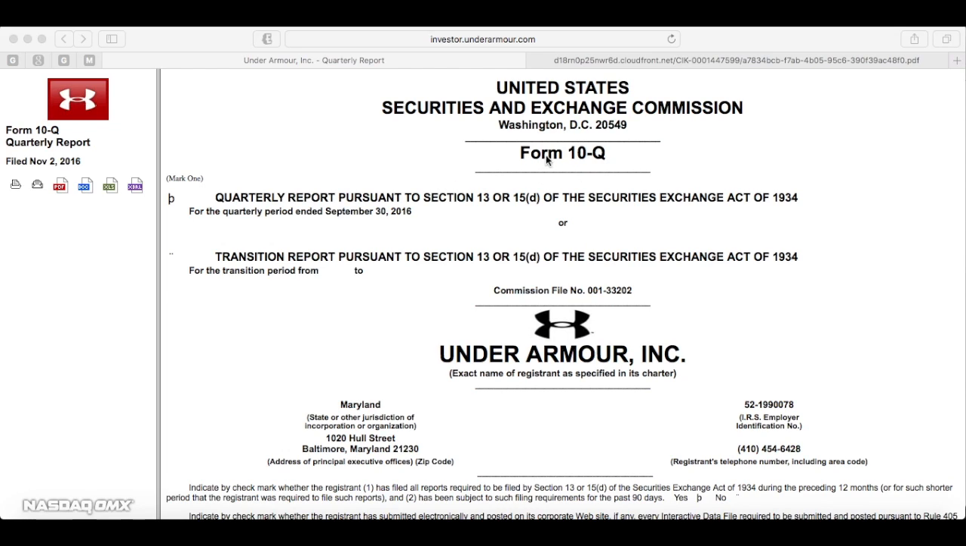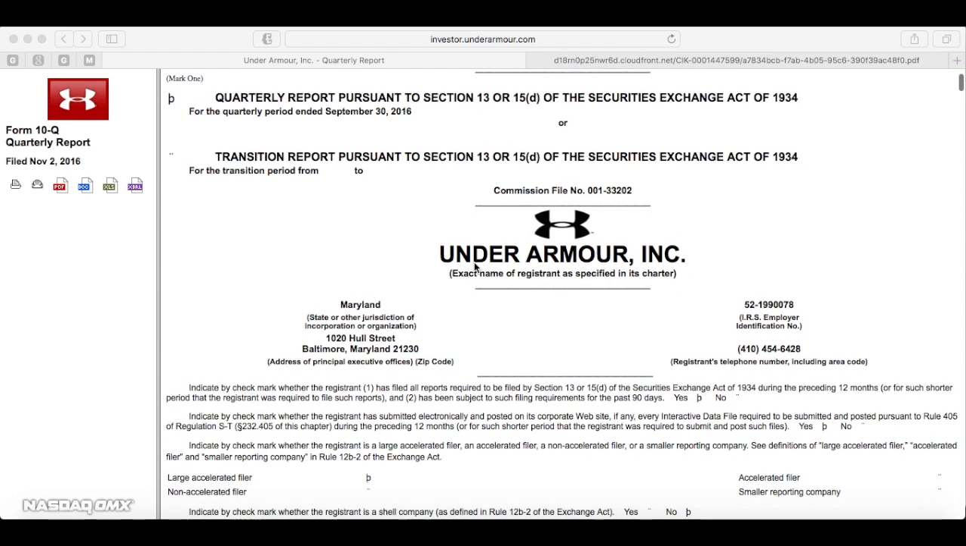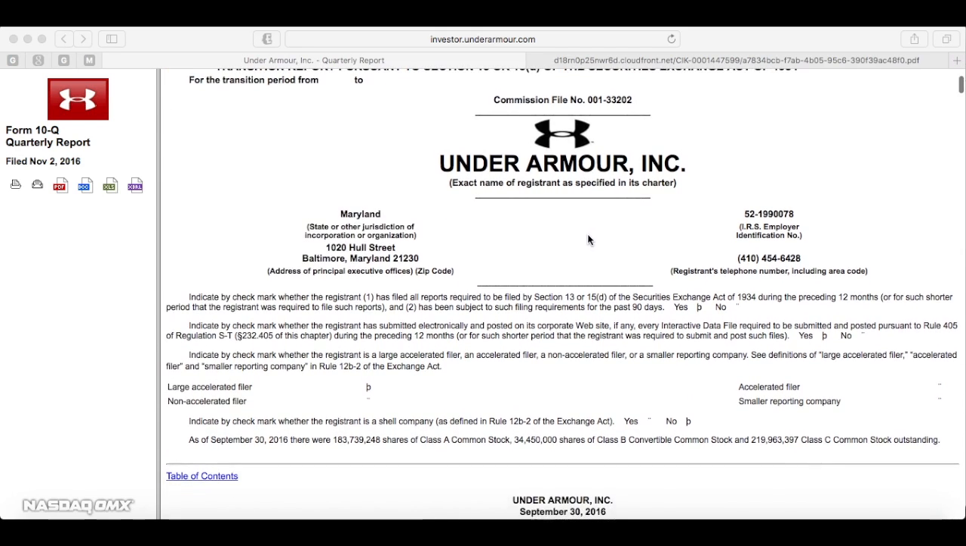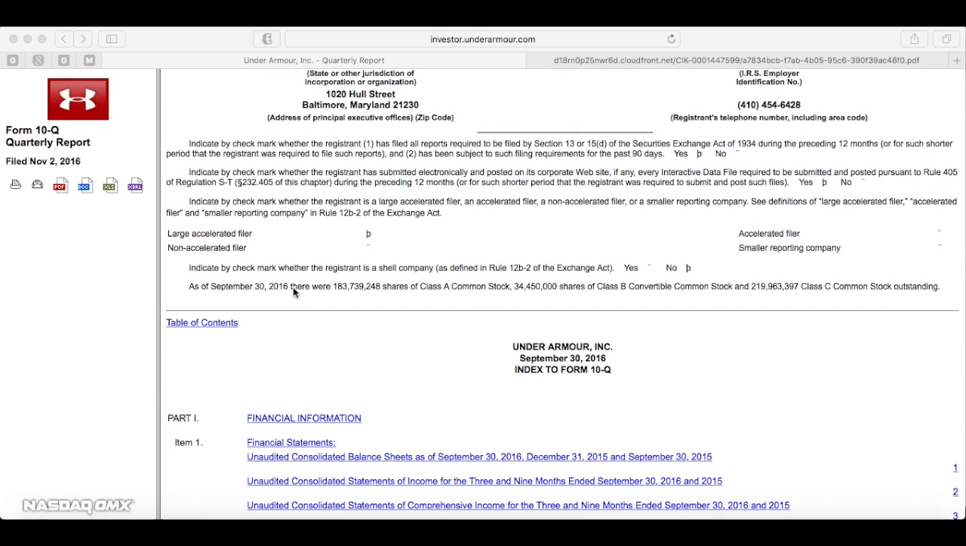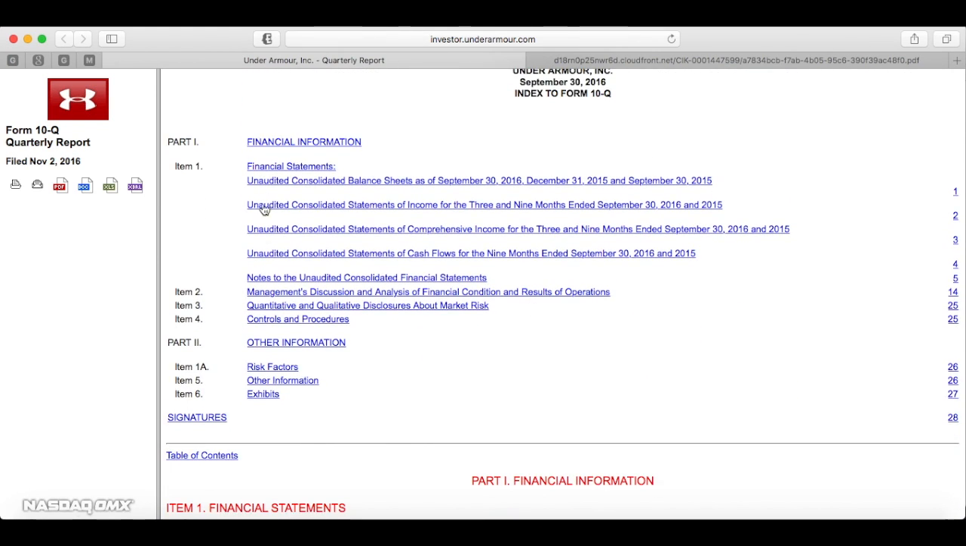These are released by companies every couple months, every 3 months actually to be exact. And this one was filed by Under Armour on November 2nd, 2016. So we use them today as our example. Here's the front page. Typically has the company name here. The other interesting thing here is down at the bottom, we have the total number of shares outstanding. And so this might be useful information to you right here on page number 1.